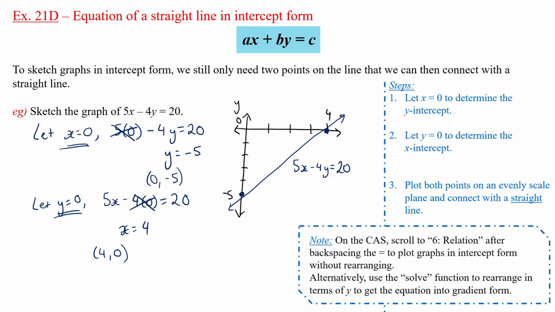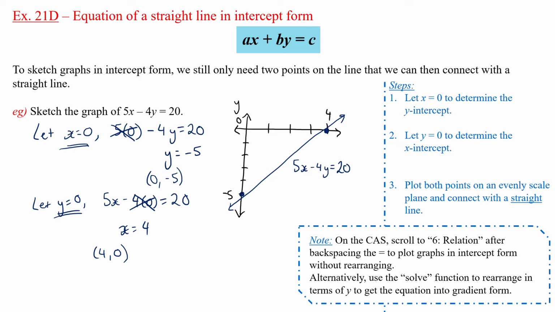Finally, a note. If you're completing graphs on your CAS, you do not need to rearrange them into the form of y equals mx plus c, so your gradient form. Opening your graphs app on your CAS, if you press the backspace button to get rid of the equal sign, you'll then come up with your list and you can scroll to the last option, number 6, relation, and plot the graph as 5x take 4y equals 20. So you can type the whole thing and then it will do the rest for you.